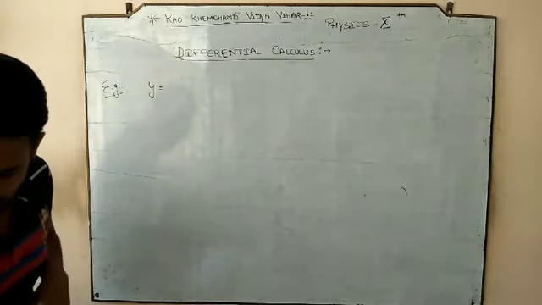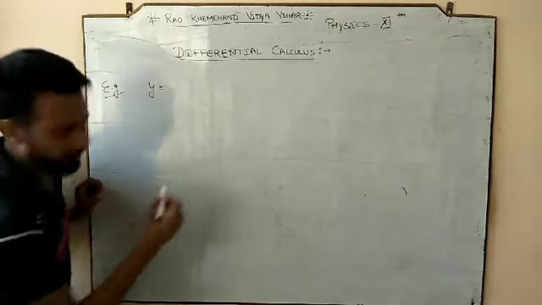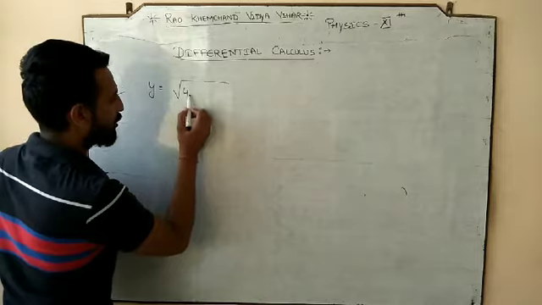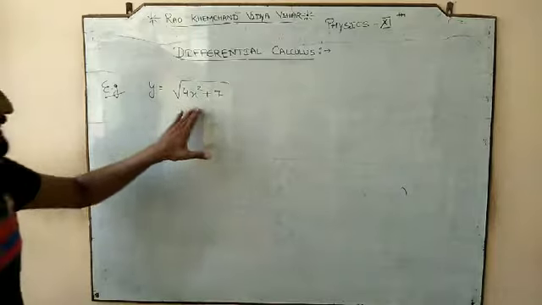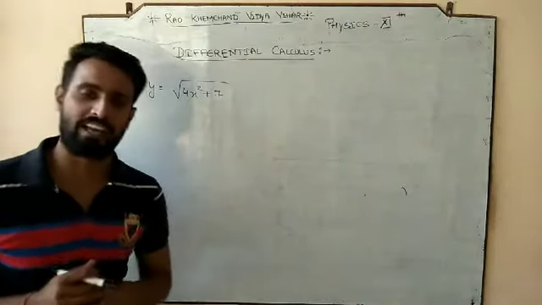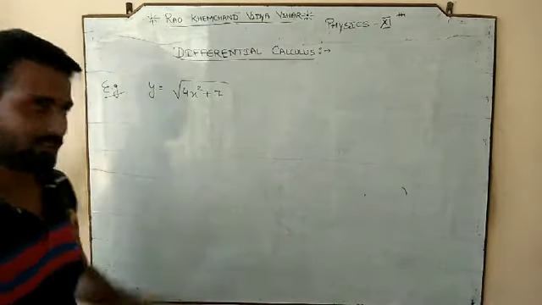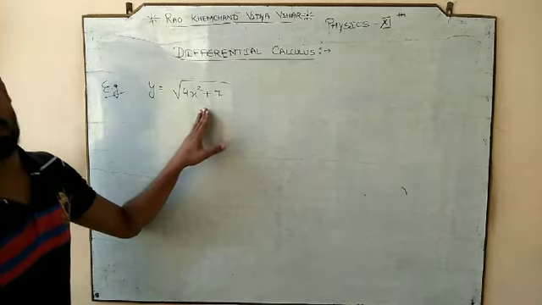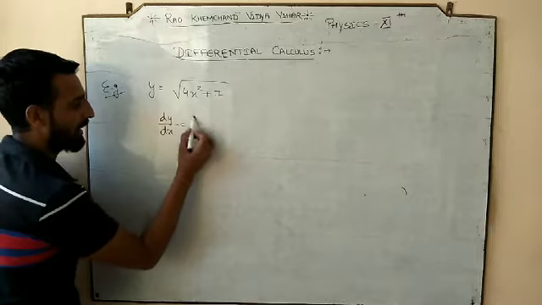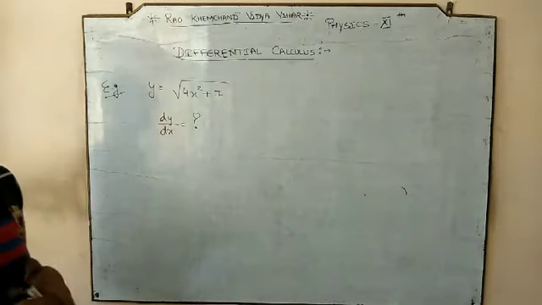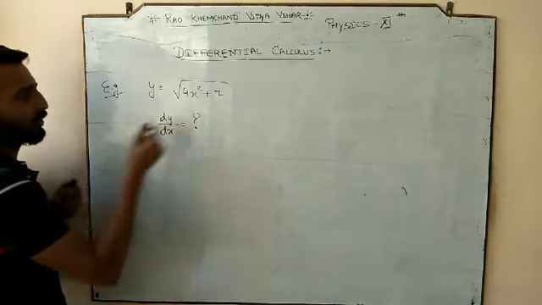In this example the examiner or the teacher has given us y, a quantity, in the form of the square root of 4x square plus 7. So he is saying that y is equal to the square root of 4x square plus 7. He is giving that y is a function of x, meaning the value of y depends upon the value of x. And now he is asking us to simply calculate dy by dx, meaning find the differentiation of y with respect to x. So let's carry out.